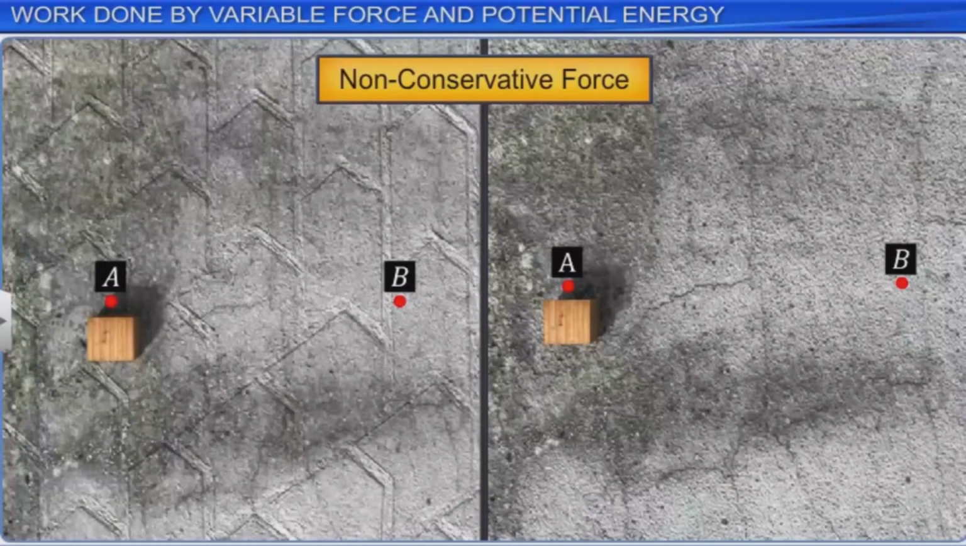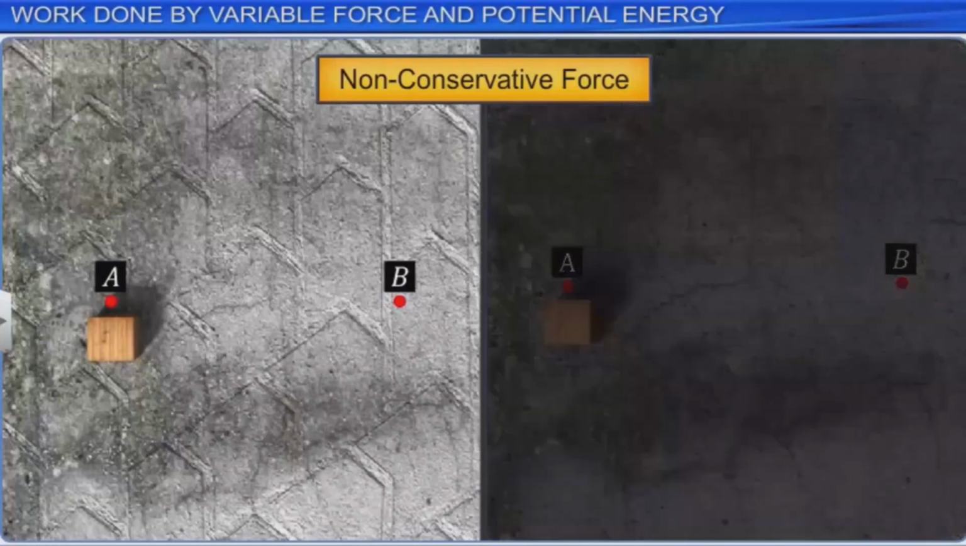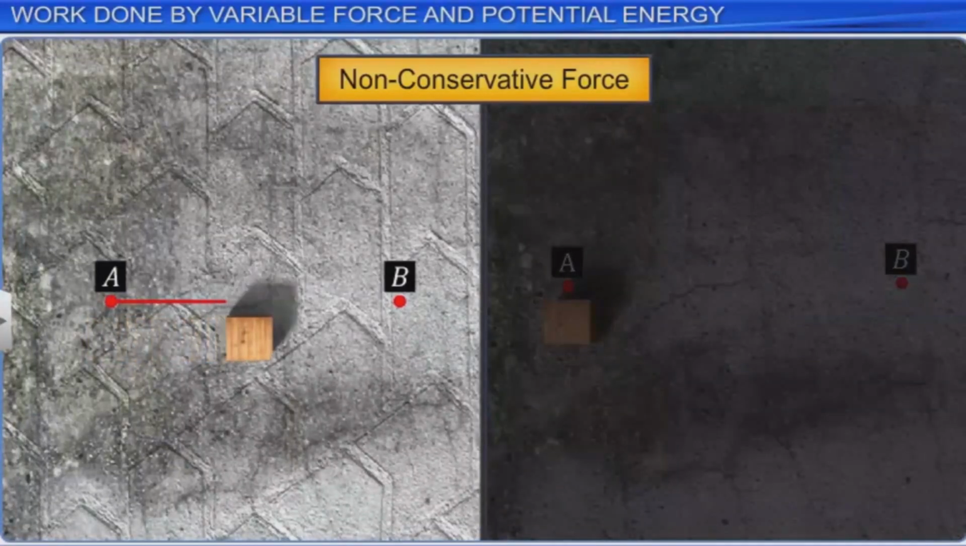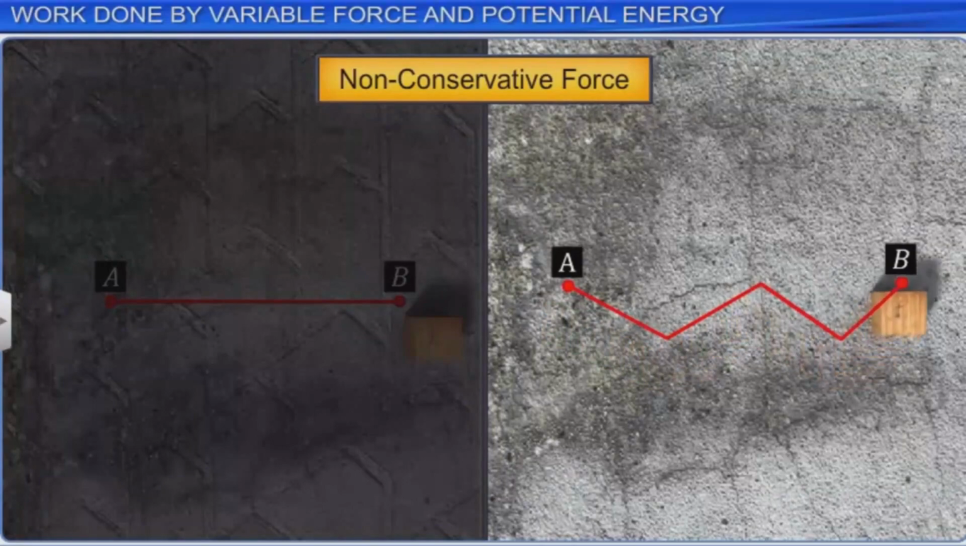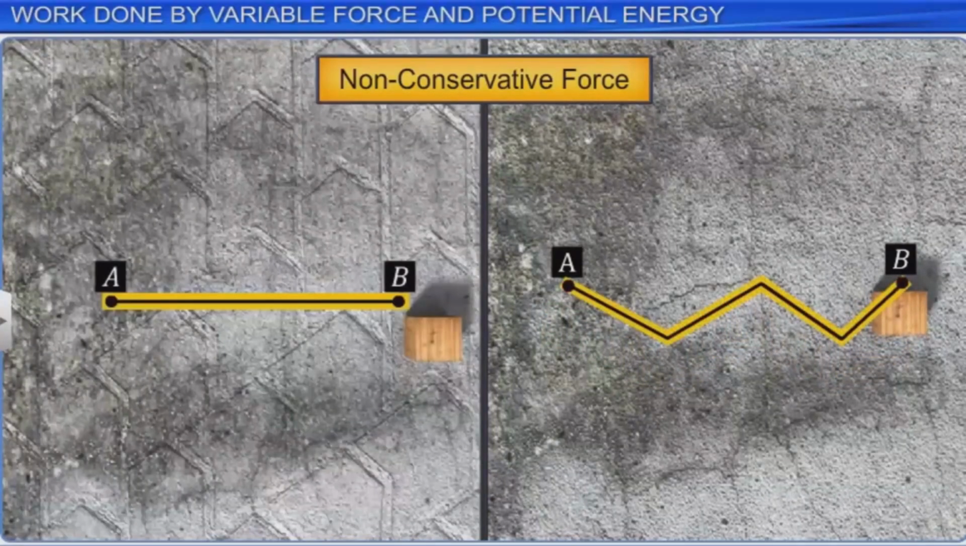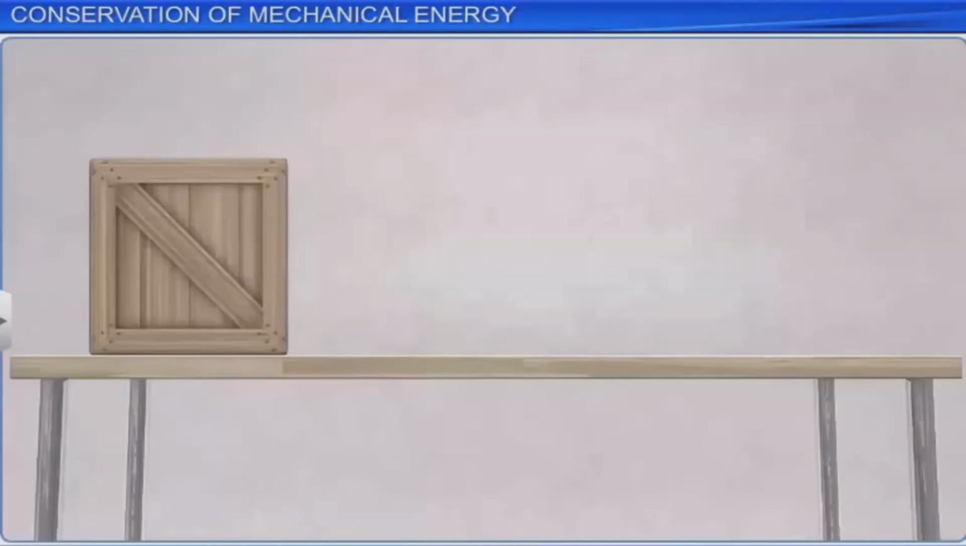Consider a box placed on a rough surface and moved through different positions A and B in different paths. In the first case, the box is moved along a straight path from A to B as shown. In the second case, the box is moved along a zigzag path from A to B as shown. The distance traveled is different in both cases. Hence, the work done to overcome the friction in both cases is different and is dependent on the path followed. Thus, friction is a non-conservative force.